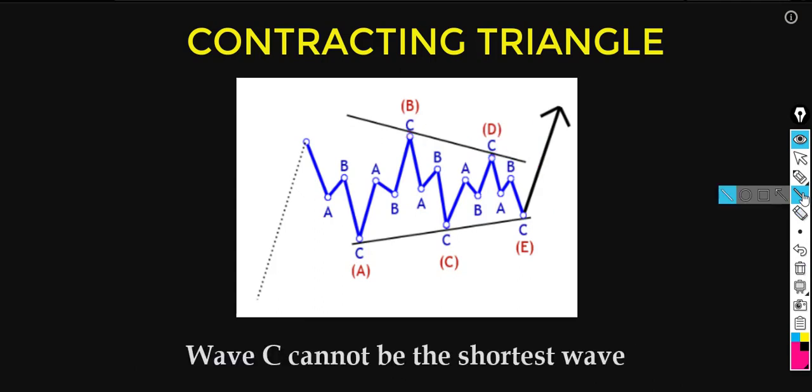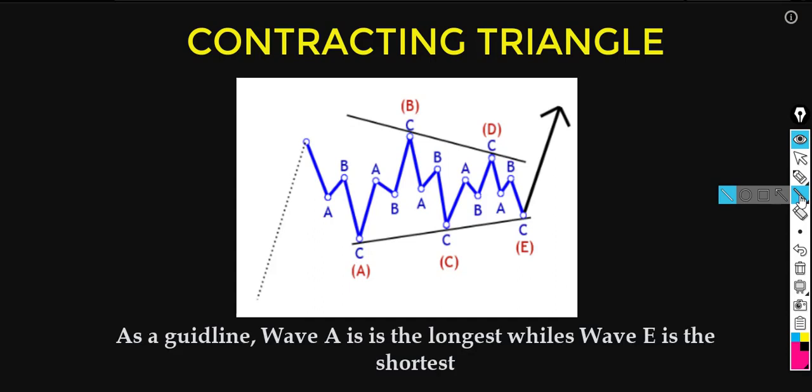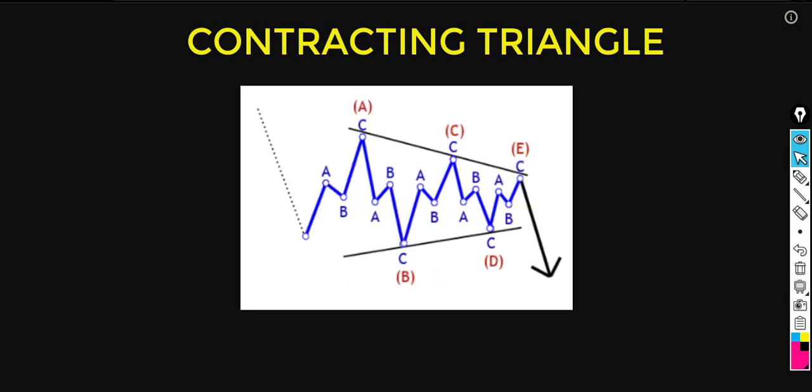Wave C cannot be the shortest wave. This is wave C, and it cannot be the shortest wave among them. As a guideline, wave A is usually the longest wave, and E is the shortest. So this is a bullish contracting triangle. We also have a bearish contracting triangle, which has the same rules and guidelines, but in a bearish mode. Maybe we are coming from wave 3. This is the end of wave 3, then there will be a sideways pattern, which might be a triangle for wave 4.